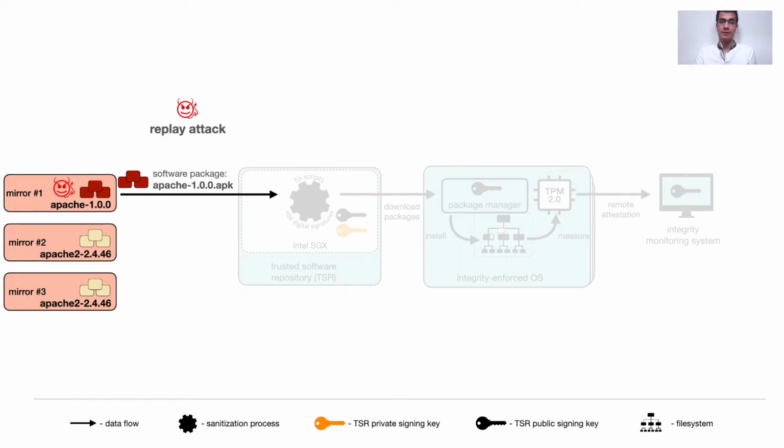Specifically, an adversary can launch the replay attack to serve outdated packages containing known vulnerabilities, as well as she can perform the freeze attack to hide software updates from the operating system. TSR tolerates malicious mirrors by obtaining a quorum from a list of defined mirrors. Our assumption here is that the majority of mirrors is trustworthy.